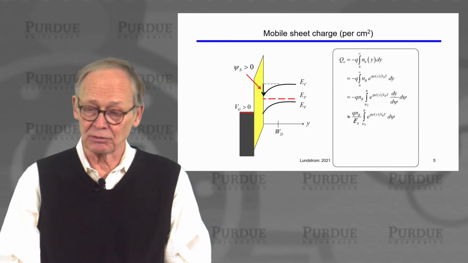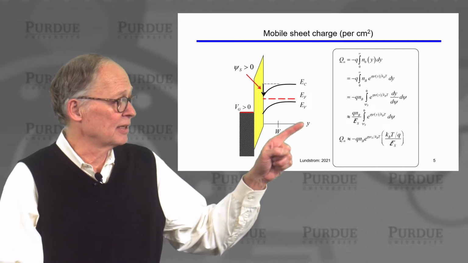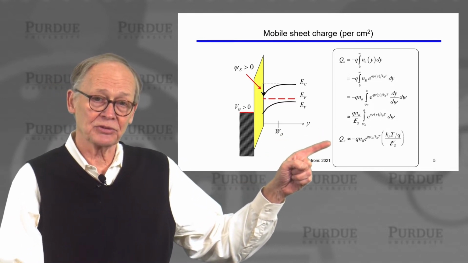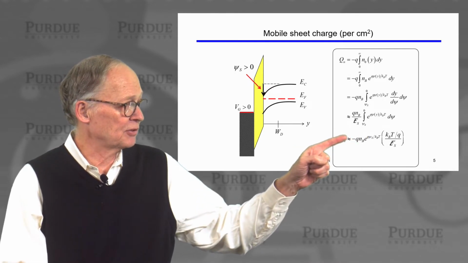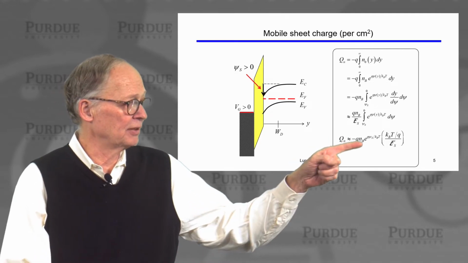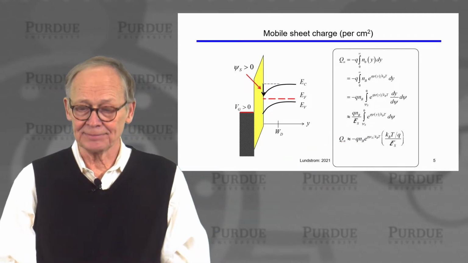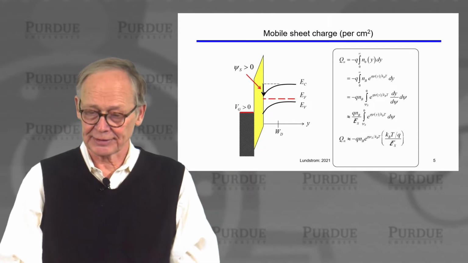Now we have an easy integral to do. We can do it, and the final answer is this. The mobile charge per square centimeter in the semiconductor is minus Q times the electron density in the bulk, Ni squared over Na, times e to the Q surface potential over kT, times kT over Q, divided by the electric field at the surface.